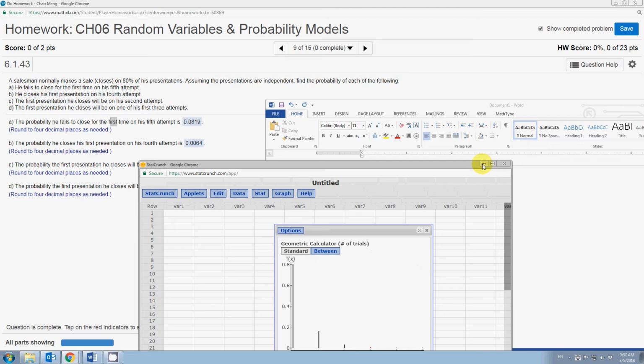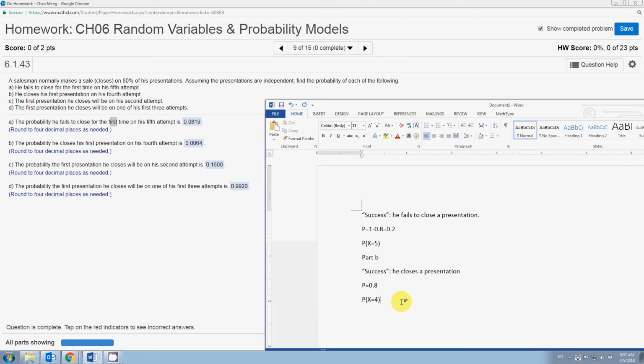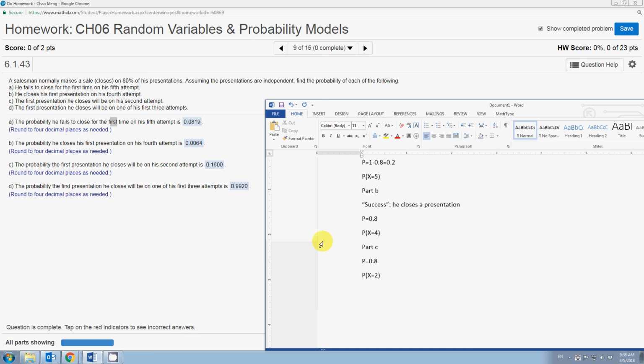And part C. Part C was the probability that his first presentation he closes will be on his 2nd attempt. We can do the same and follow part B. The P is equal to 0.8, and the probability we want to calculate is X equal to 2, totally 2 attempts. We don't do the calculation for this question. You can do this by yourself.